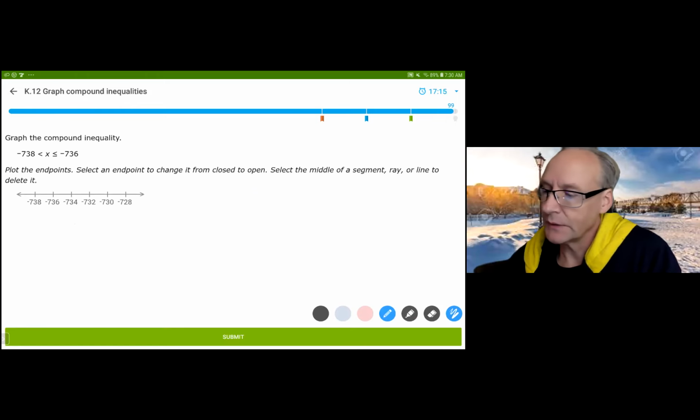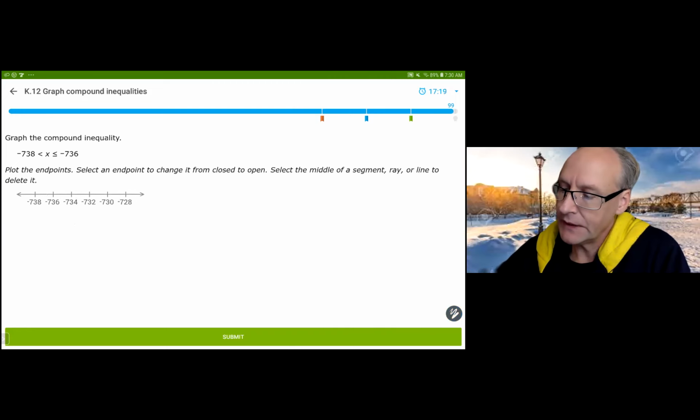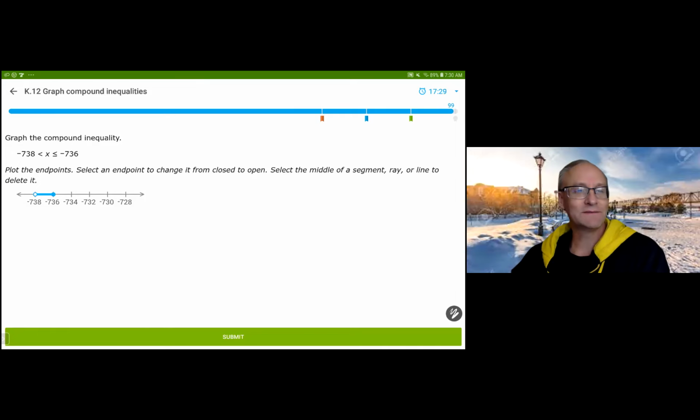And we have one last one. It's between negative 738 and negative 736, and negative 738 is not included. And it looks like we're all done for the day.